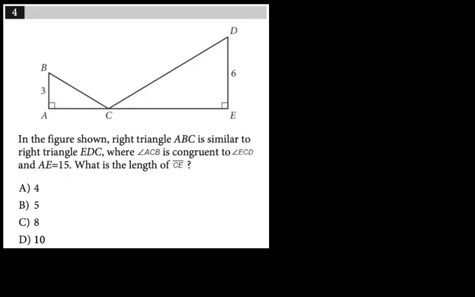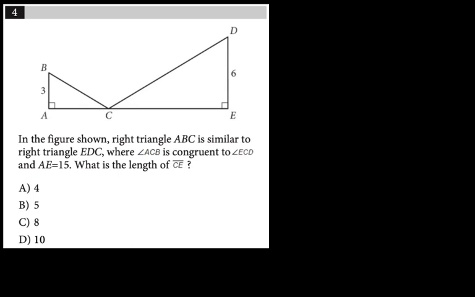So in the figure shown, right triangle ABC is similar to right triangle EDC, where angle ACB is congruent to angle ECD. So ECD, those are the two that meet at the point C in the diagram. Those are the two angles that are congruent. Also, just kind of visualize it. I would take the triangle ABC and just flip it over so that it's inside of triangle ECD, and it would just kind of fit there. Maybe I should have drawn that out, but I didn't.